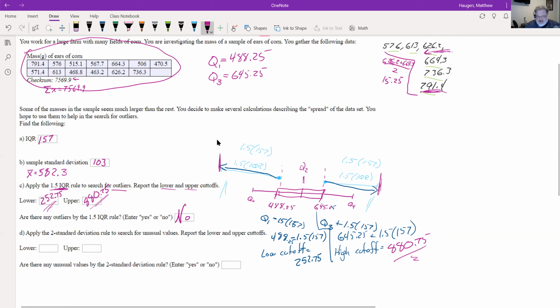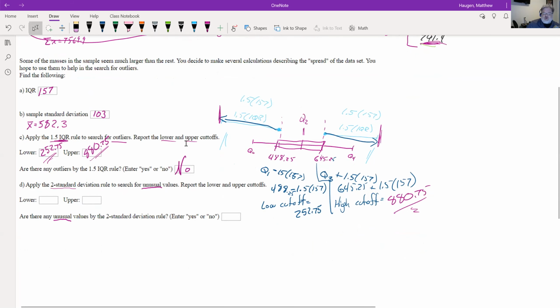Now, I've mentioned a couple times that your book goes back and forth a little bit on its use of language, and that I want to be much more specific. So I did go in and edit this question to use the language that I want you to use. Unusual values are our two standard deviation rule for finding unusual values. That's what we'll use for unusual. That's how we will interpret more than two standard deviations.